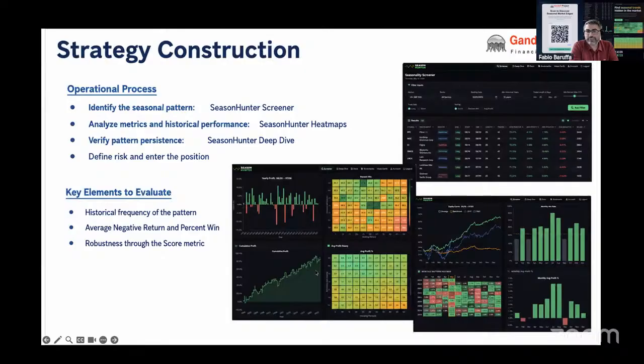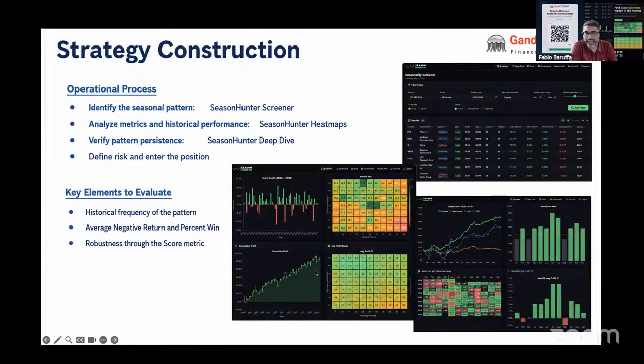So we have seen the strategy construction, talking about how it's possible to construct the strategy itself. You touched on these points during the live, I guess. Yes, I also showed you where to go. You go to the screener to identify the pattern, then you look at the seasonal to see if there is some kind of robustness. Then you can do a deeper dive and verify the persistence. And then you have identified your trade, you put it in the bookmark, and then you can open your trade.